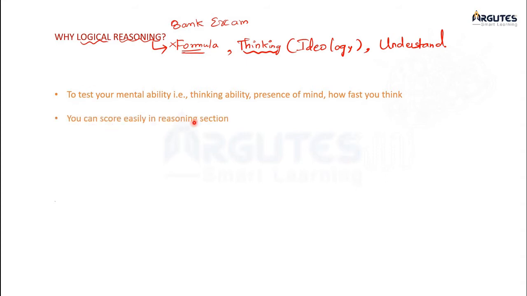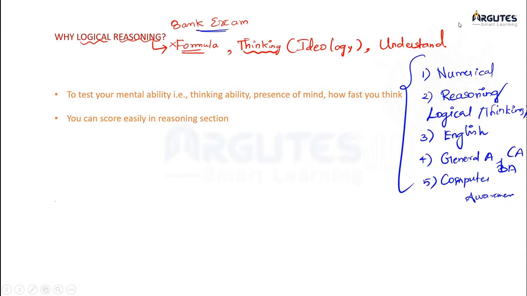Now, why is it necessary? You can score easily in the reasoning section because, basically, I'll tell you what all the bank exams we have for the beginners. Now I'll just tell you why reasoning is important. If you go with any kind of bank exam, usually we have these 5 sections. What are those? Numerical ability, reasoning ability or logical ability or thinking ability or logical reasoning or logical thinking, all mean the same. Then English, then general awareness, current affairs, banking awareness. The last topic will be computer awareness.